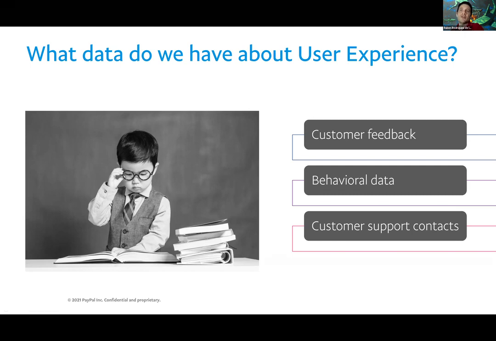Behavioral data refers to all the tracking information we have about the activity that users do when they are on the website, like the pages that are visited the most, whether they are able to complete the task they are supposed to in a given page, or maybe instead of completing the task, they are going to the help center from that page. So that could be a good indicator that there's something wrong with that page.